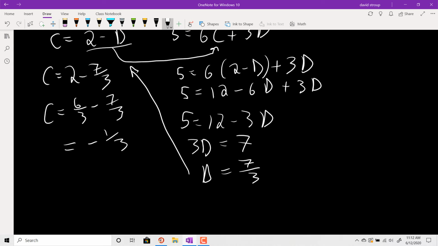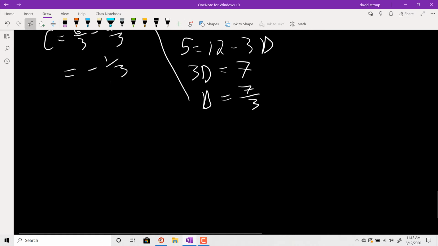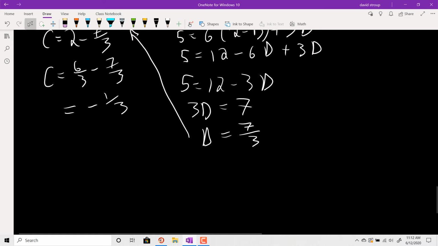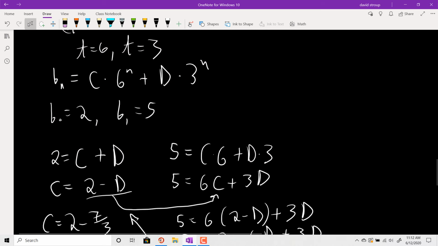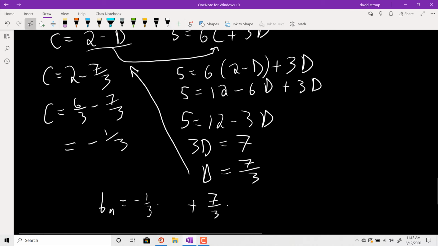And now we could back substitute into our general formula for the explicit solution. b sub n will be negative 1/3 times whatever, and then plus 7/3 times whatever. So what are our whatevers? 6 and 3. Okay, so 6 to the n, and then 3 to the n.